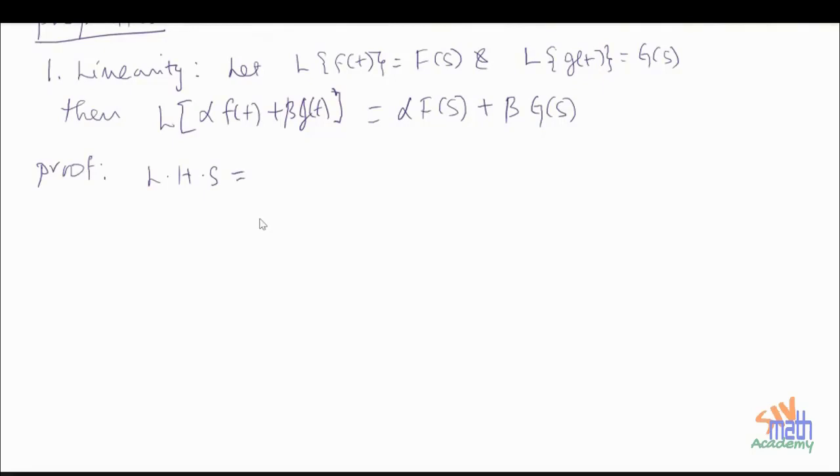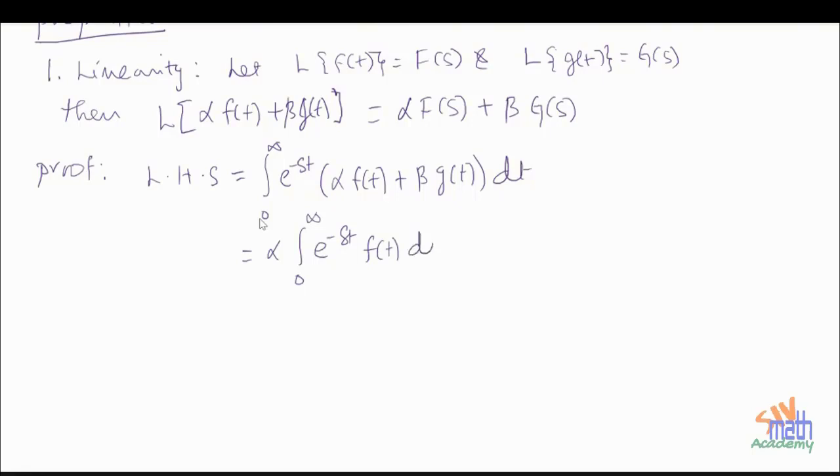So L of something, just blindly use the formula e power minus st. In place of f of t, I have alpha f of t plus beta g of t. Substitute, and then, since the integral follows the linearity property, you can split and write like this: alpha times integral 0 to infinity e power minus st f of t dt plus beta times integral 0 to infinity e power minus st g of t dt.